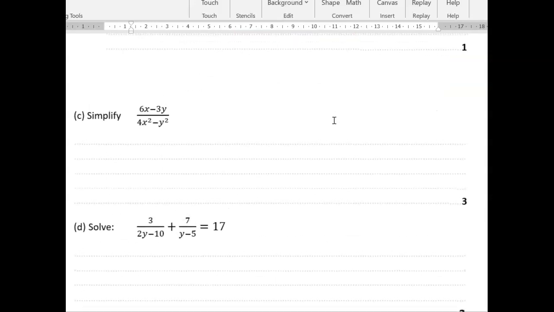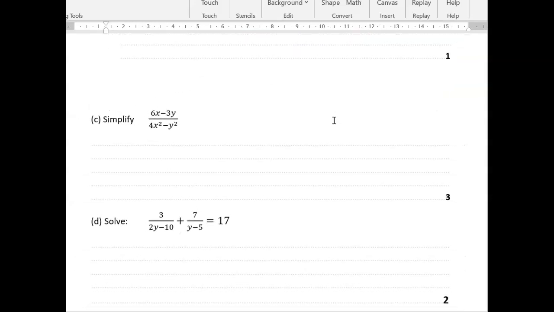Okay, part C. This was worth 3 marks. So, having a look at this question here, in order to simplify that, you needed to factorize it. Now, a lot of you wanted to cross this x and this x out and this y and one of these y's out here. You cannot do that because there's a minus sign between them. What we need to do is factorize the top and the bottom before we can do any cancelling out.